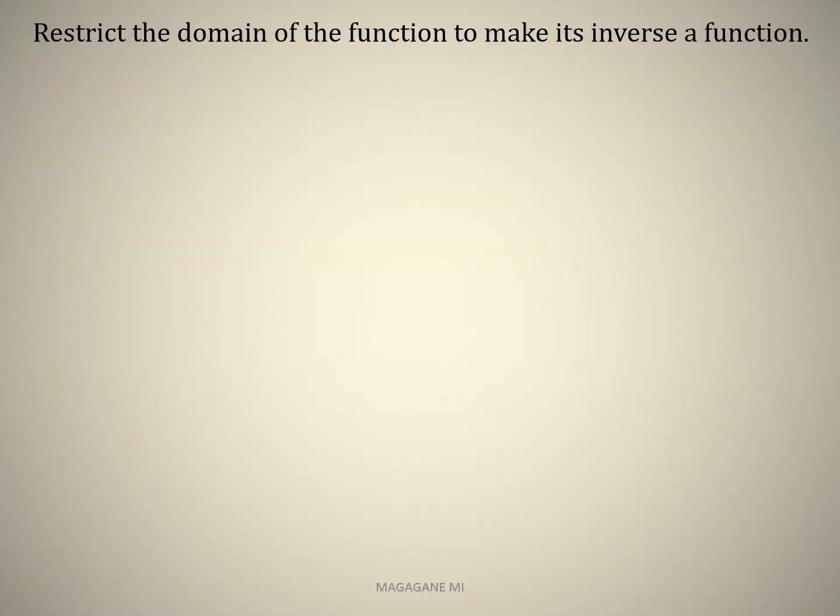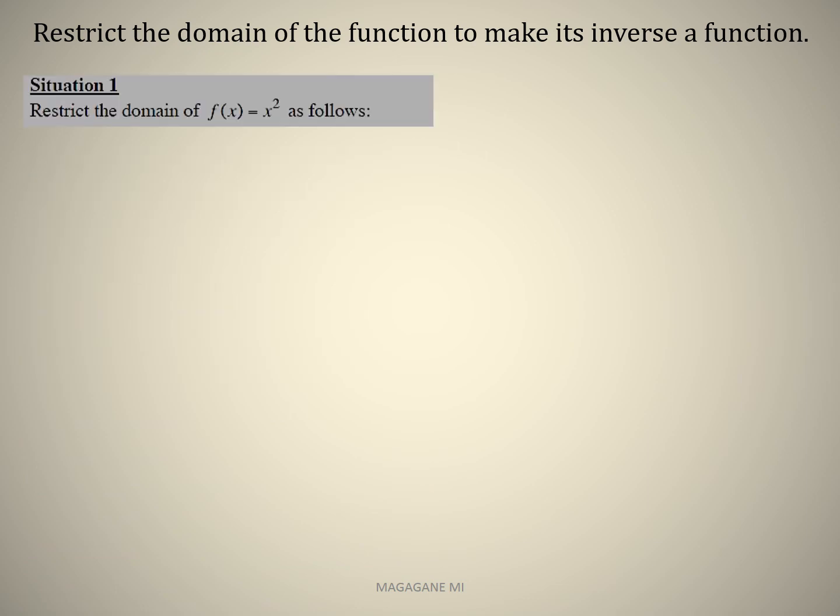Now let's look at how to make an inverse of a many-to-one function to be a function, because an inverse of a many-to-one is not a function, as we've shown in the previous slide. So to make the inverse of a many-to-one function to be a function, we restrict the domain of the function. We only restrict the domain. We take a certain part of the x values, not all the x values.